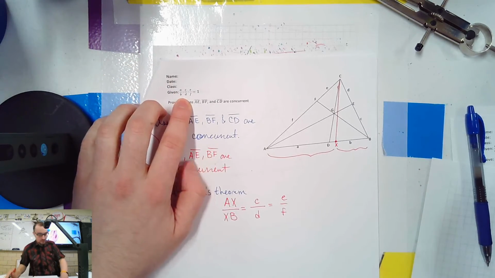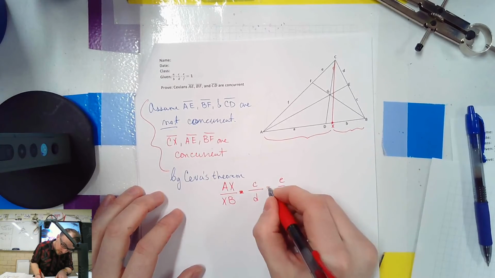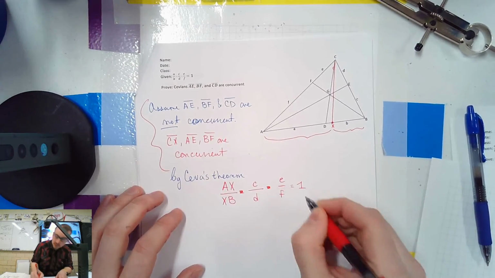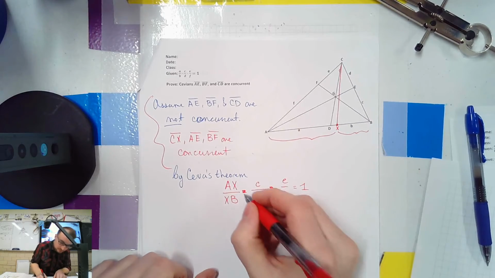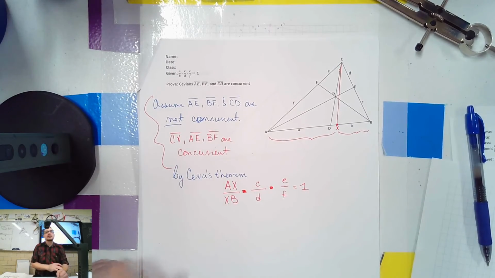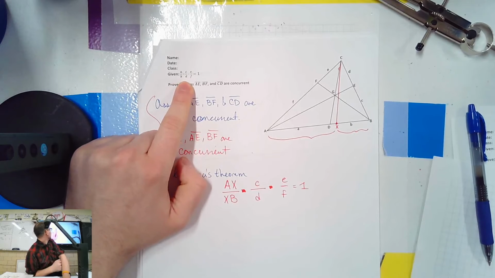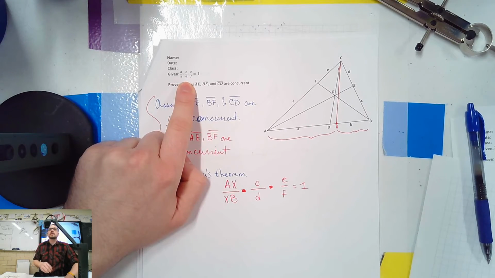Oh wait, sorry. My bad. Not equal. Multiply. I did this twice in a row. Ceva's theorem says they multiplied equal 1. Right? Multiply. My bad. They multiplied equal 1. Here's the thing. Didn't they tell us that A over B times C over D times E over F also equals 1?